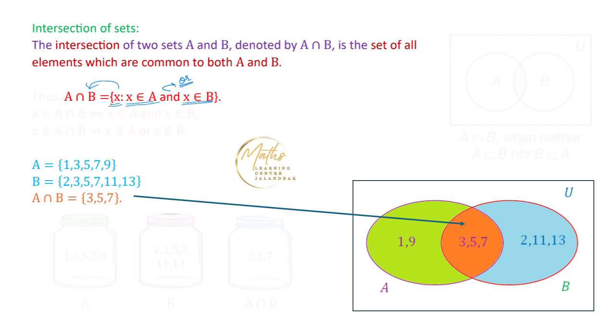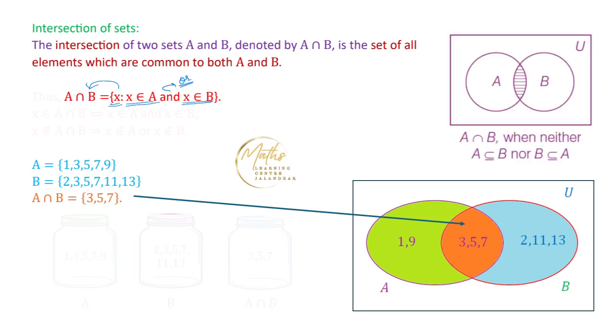So this Venn diagram is for the case when neither A is a subset of B nor B is a subset of A. Then this common portion that we have corresponds to the set A intersection B.